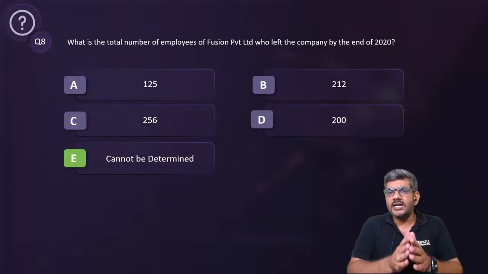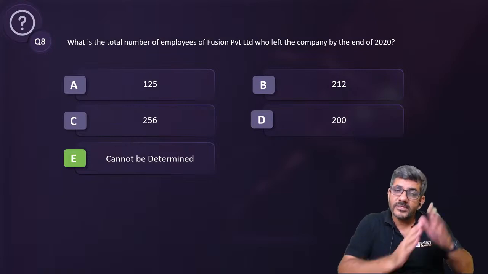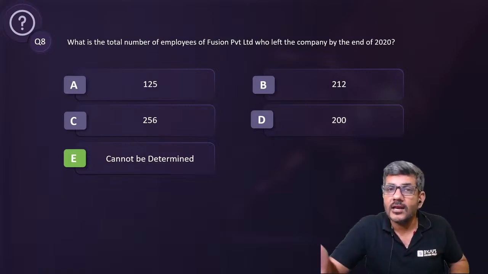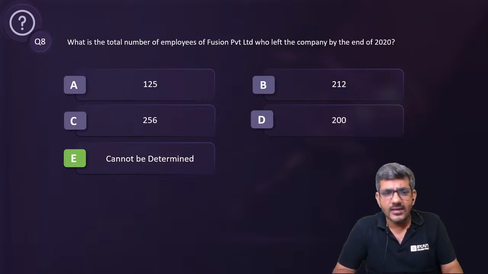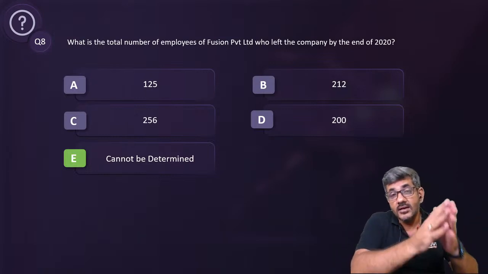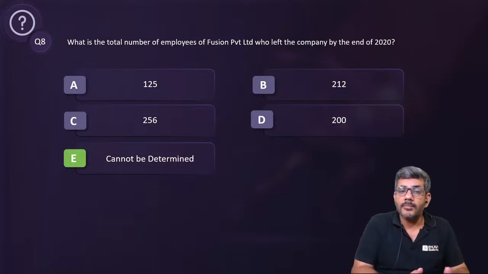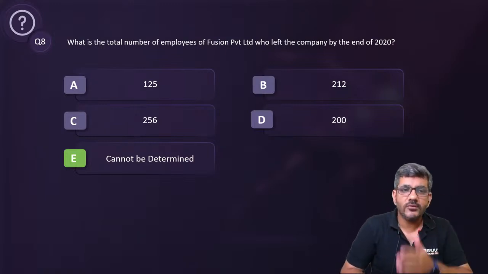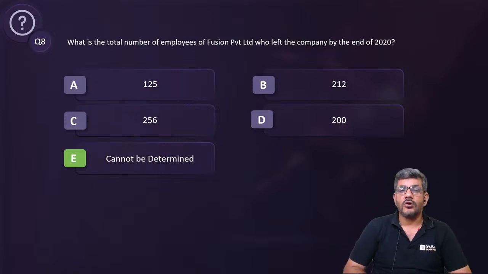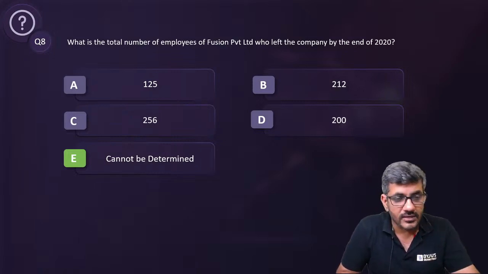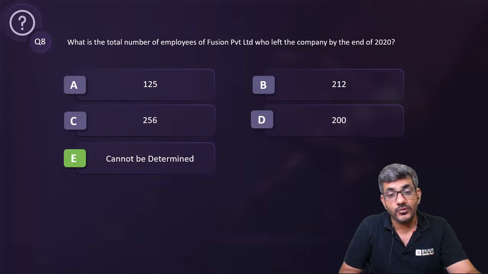This was slightly an easier set, I would say. In the previous set we did, the questions had calculations and the initial data was not given. This time the initial data was much more. Once we get to know how many people left and how many people joined, questions could be answered very fast after that. So that way we got all of these answers. I'm sure you have all understood this second set as well.